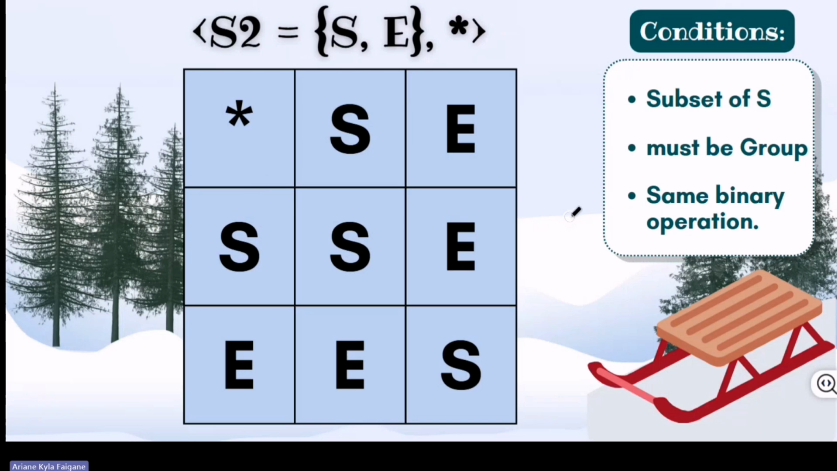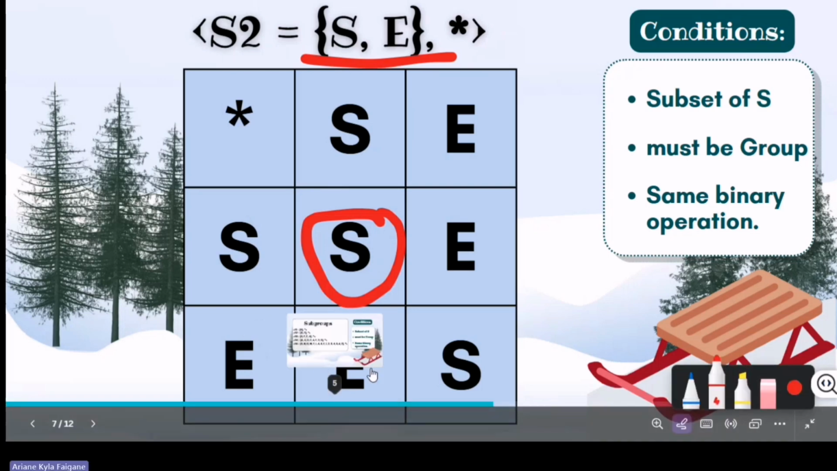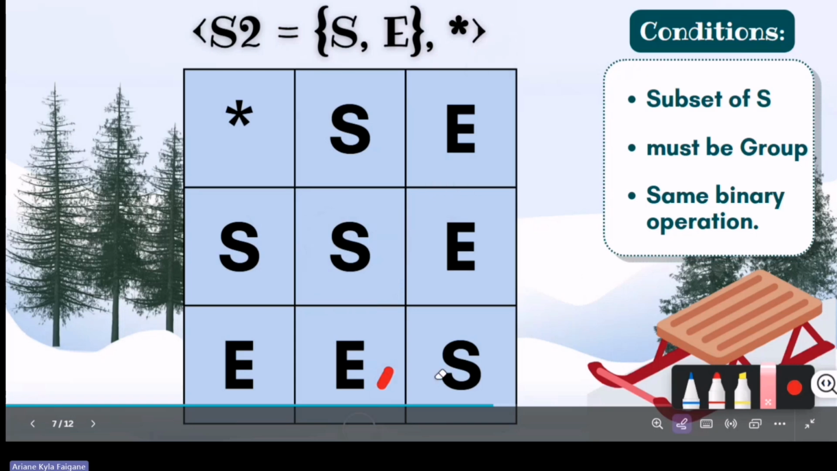To know if it is closed, we need to determine that if we operate two elements, the result must be in the set. So we have S star S is equal to S, and S is an element of S sub 2. And we have S star E, and the result is E, which is an element of S sub 2. So therefore, it is closed. Now, we need to know if it is associative.